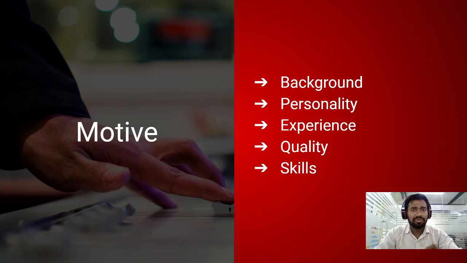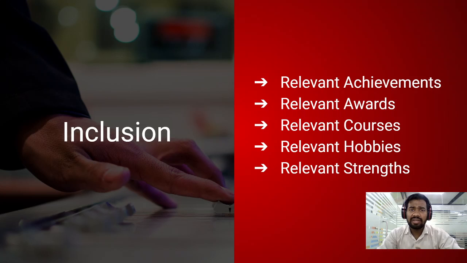The second thing that you need to understand is what kind of things you should include while giving an answer to this question. First, you should always mention only relevant achievements or relevant awards or courses or hobbies or strengths. Everything has to be very relevant according to the job profile and description and the company as well. Now, here relevant means those achievements which are exactly according to the job description or which are going to boost your profile.